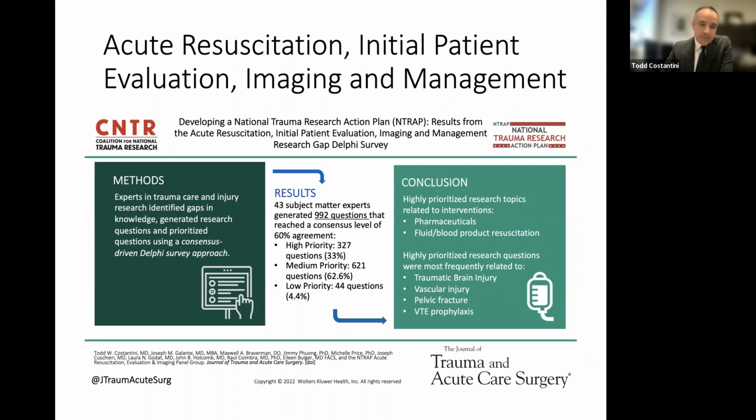And our panel actually initially developed about 1,400 research questions, which we were able to, over multiple rounds, come to consensus on 992 questions. And so there are a lot of questions in this panel. About a third of those questions were deemed high priority in a consensus fashion.